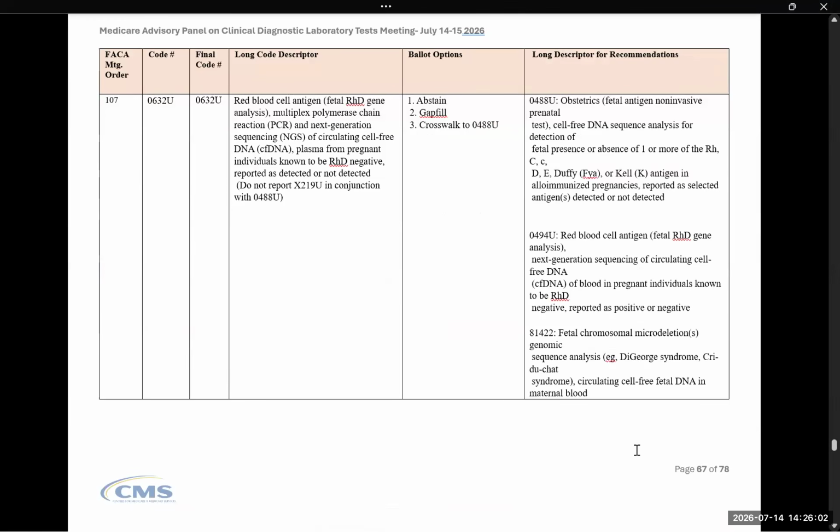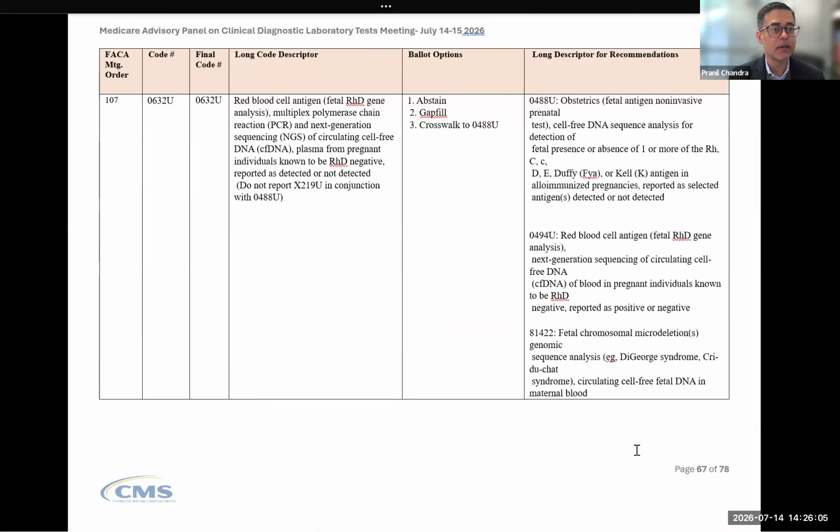0632U, and Dr. Chandra, I think Pernell is taking this one. Thank you, Megan. So yes, this is 0632U. This is a next generation sequencing code for sequencing of red blood cell antigens, and it's through cell-free DNA on plasma. There was a nice presentation by the sponsor and very good rationale. And so we do agree with their crosswalk recommendation of 0488U.